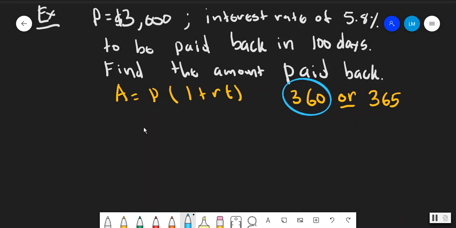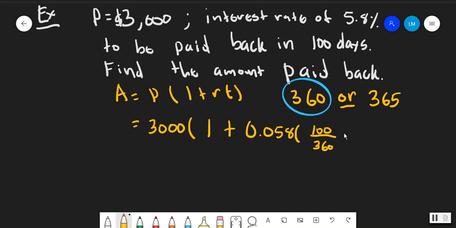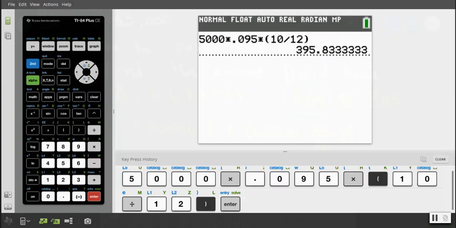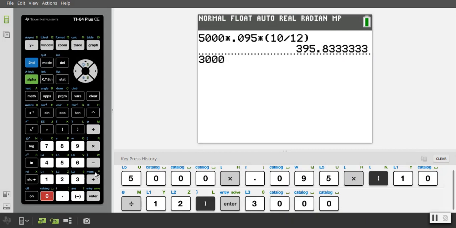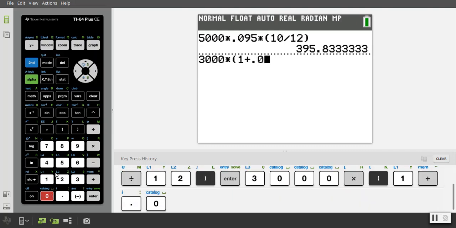Okay, so we'll go ahead and plug in. We have 3,000 multiplied by 1 plus your interest rate, 0.058, multiplied by 100, divided by 360. We'll close that. Now we can actually just use the calculator. We know that it's 3,000. Keep in mind that you do want to show your work as much as possible. As long as you're indicating what you did, you should be fine.